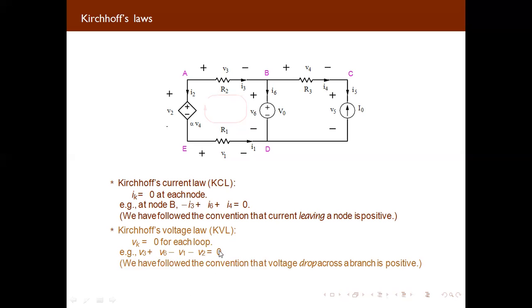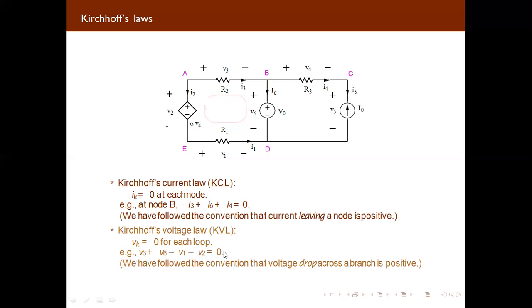Or in another way you can state Kirchhoff's voltage law: potential rise across a branch equals potential drop across a branch. If you are taking potential rise as V1 and V2, your equation will become V1 plus V2 equal to the potential drop, V3 and V6, because you can see it is first positive then negative. So your equation will become V1 plus V2 equal to V3 plus V6.